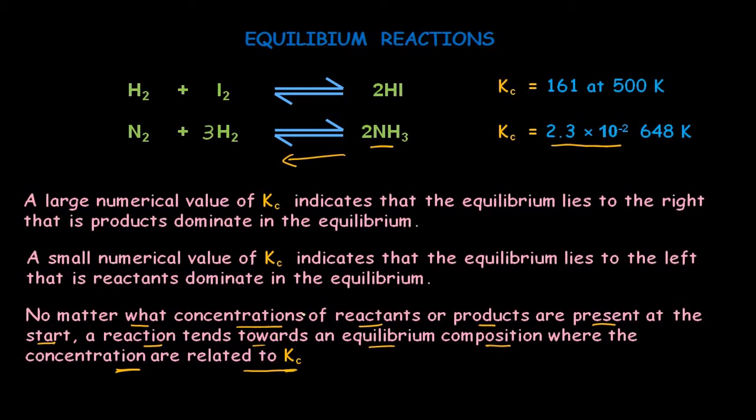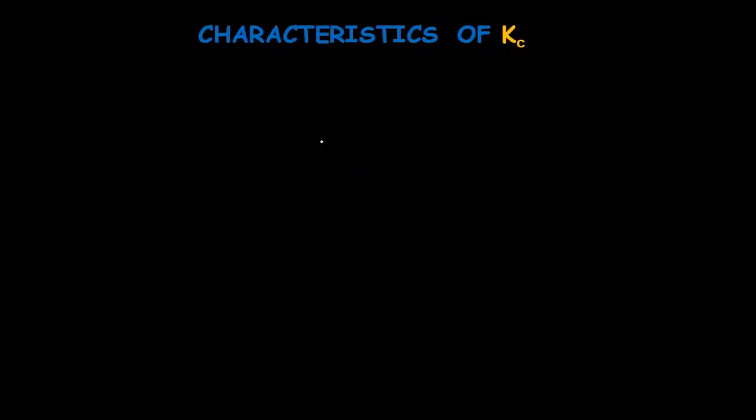And this we have also understood in our earlier video of the introduction to equilibrium, where we had seen this with the example of a few graphs. Now let's understand the characteristics of Kc. Let's take an example here.